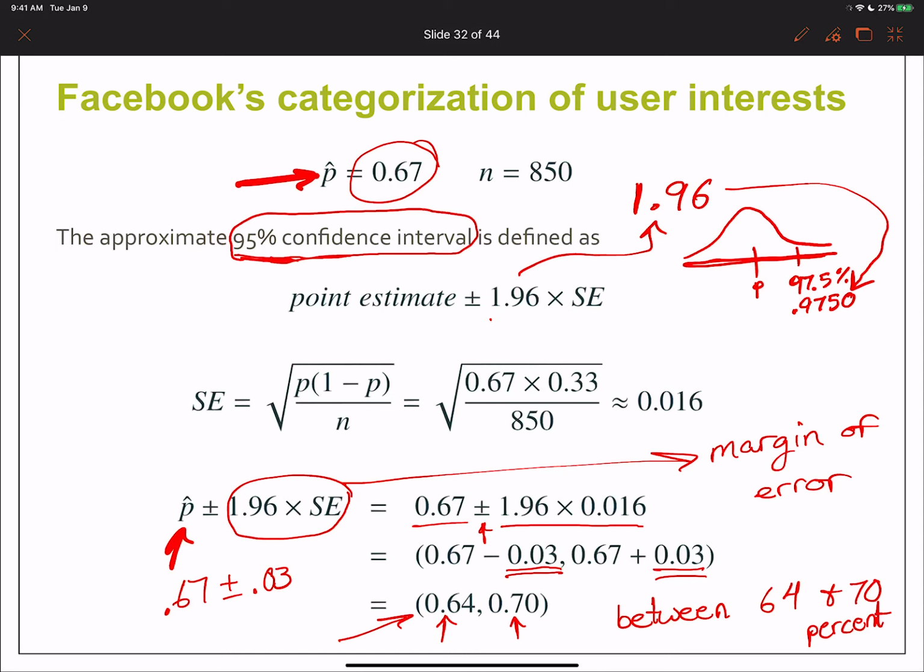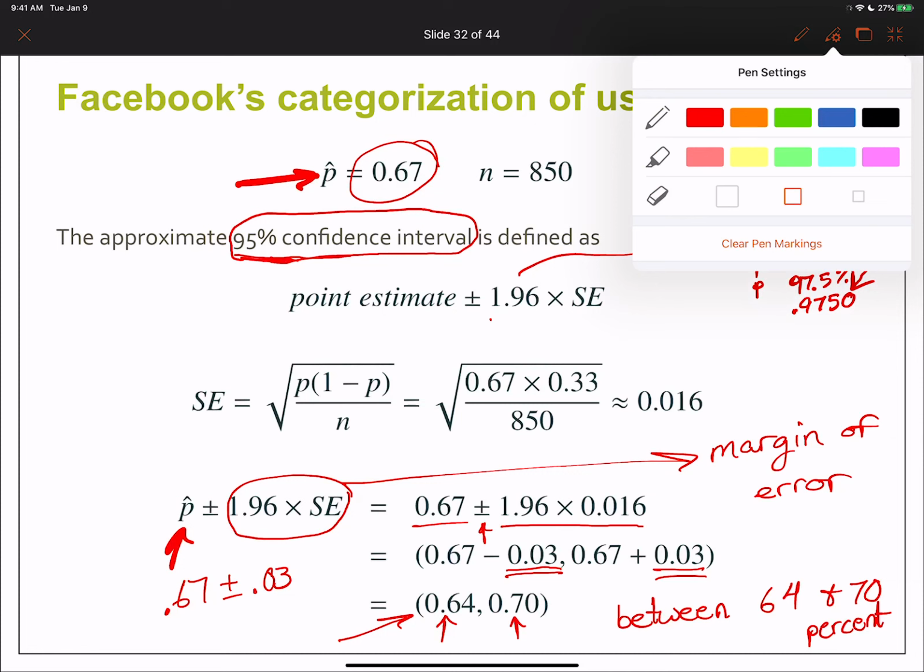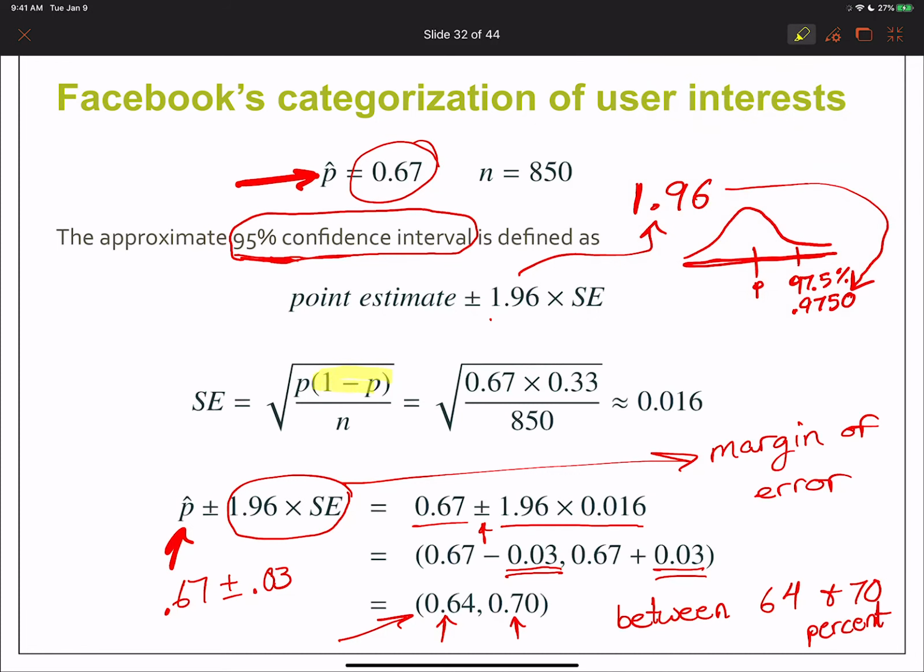Yes. Look what it is here. 1 minus what? P. What's 1 minus 0.67? Oh, that's where we got the 0.33. And then we divided it by 850, because 850 is our what? Sample size. And that's how we got 0.016.